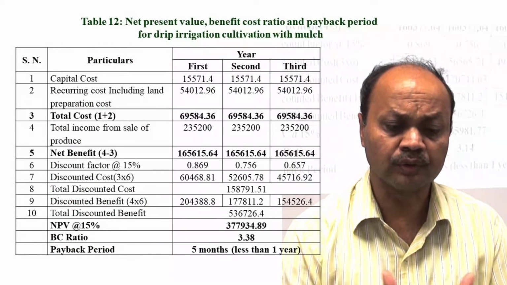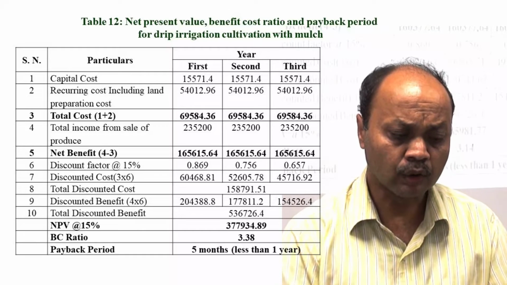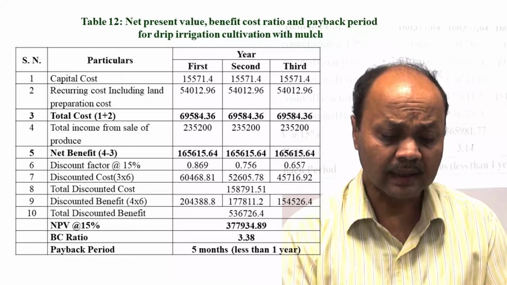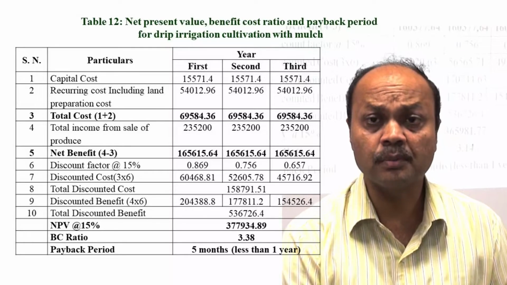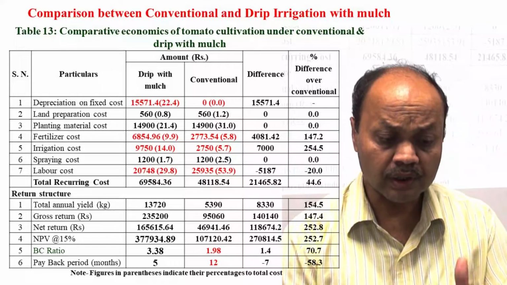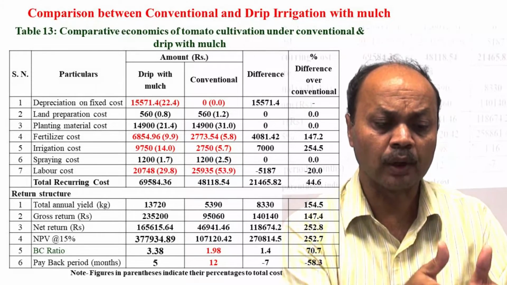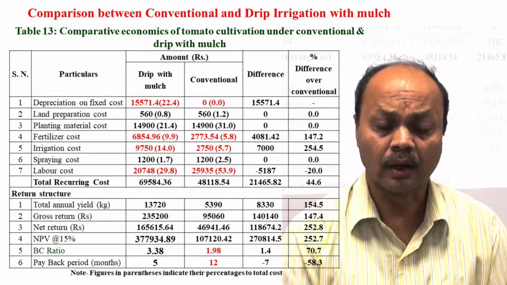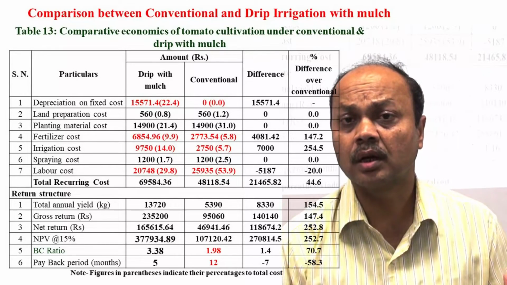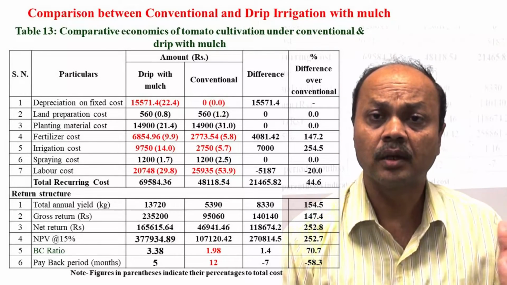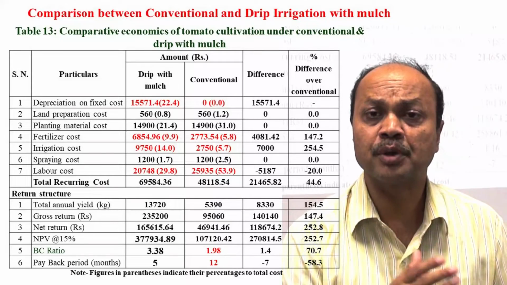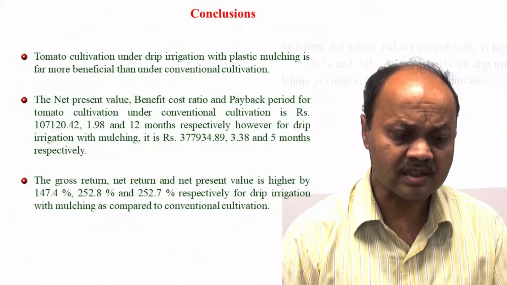And here again for 3 years we have calculated the total discounted cost and total discounted benefit, like we discussed. You can see here the BC ratio is 3.14. Again we have compared the drip with mulch with the conventional. So it is clear that in case of mulch, your BC ratio and payback period are better than your drip irrigation system, and much better than your conventional system. And this is the conclusion.